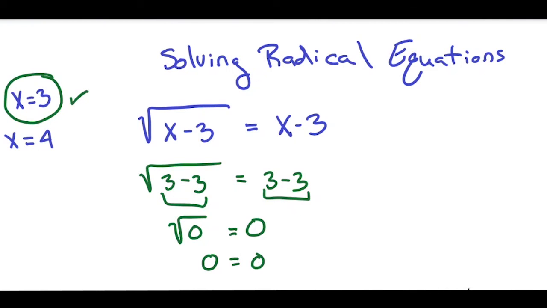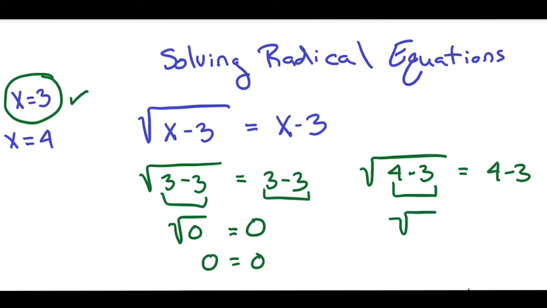Now we'll do the same thing with the 4. So I'll do the square root of 4 minus 3 is equal to 4 minus 3. Well, the square root of 4 minus 3 is the square root of 1, and 4 minus 3 is 1. Well, the square root of 1 is 1, and 1 equals 1. So 4 is also a solution.